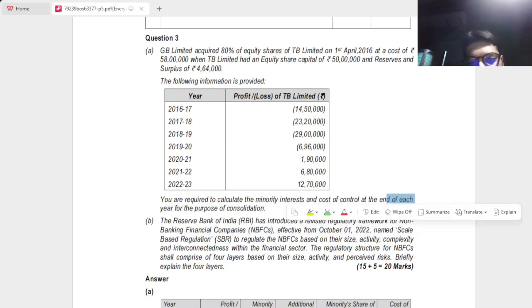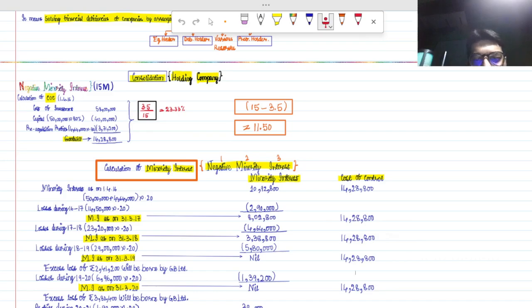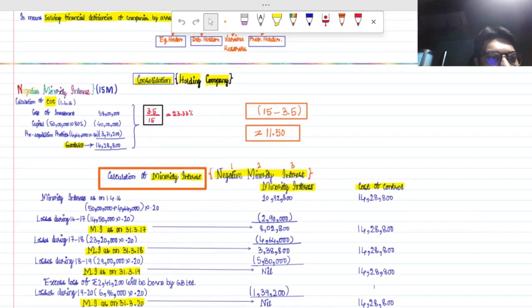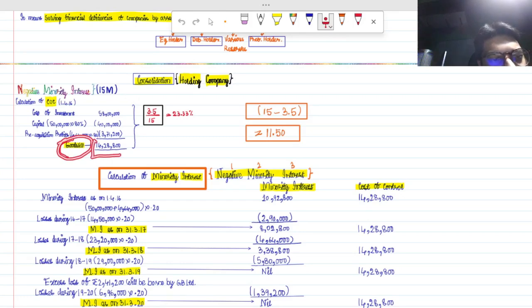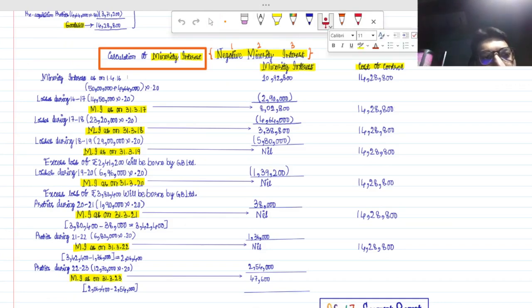Now we will see the correct solution. First you need to calculate the cost of capital. In cost of capital there is goodwill of 14 lakh 28,800. Then minority interest on 1/4/16.